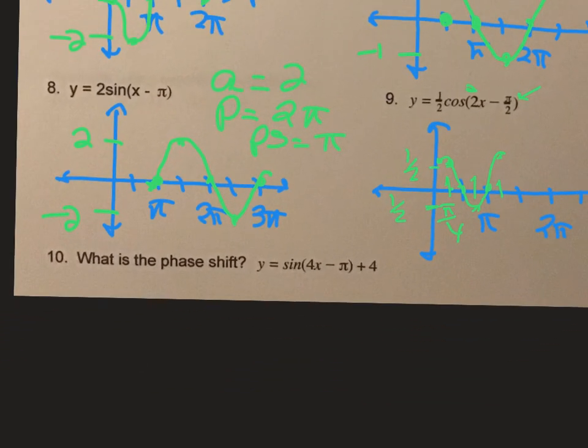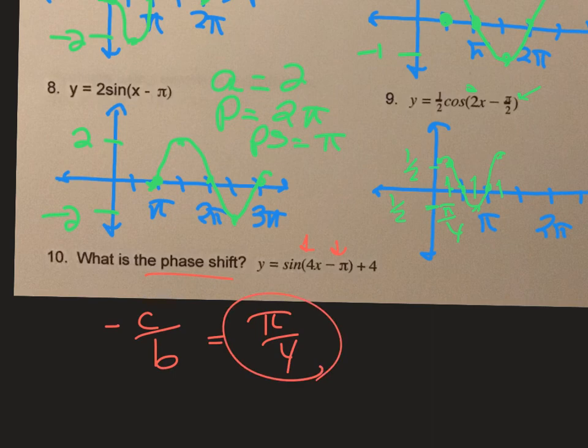Number 10, last one. You don't have to graph anything on number 10, it just asks you what's the phase shift. The way you do phase shift, remember phase shift is always negative c over b. Opposite of this number over that number. So you put the opposite of negative pi, which is positive pi, over 4. And guys, that's it. That's the phase shift. No graph. Phase shift, negative c over b, just like we did in class today.